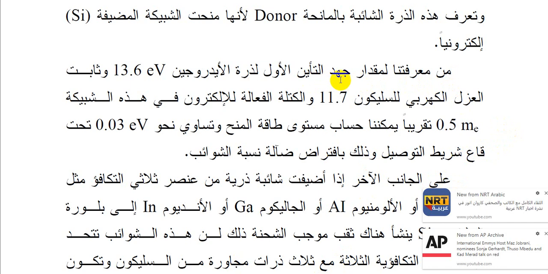By knowing the ionization potential of the hydrogen atom, 13.6 electron volts, the dielectric constant of silicon, 11.7, and the effective mass of electrons in the lattice, which is approximately 0.5 m_e, we can calculate the donation energy level, which is approximately 0.03 electron volt below the conduction band, by assuming an infinitesimal proportion of inclusions.